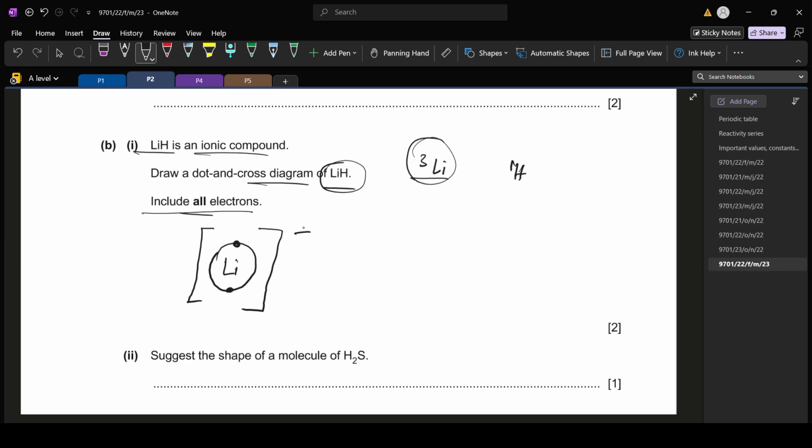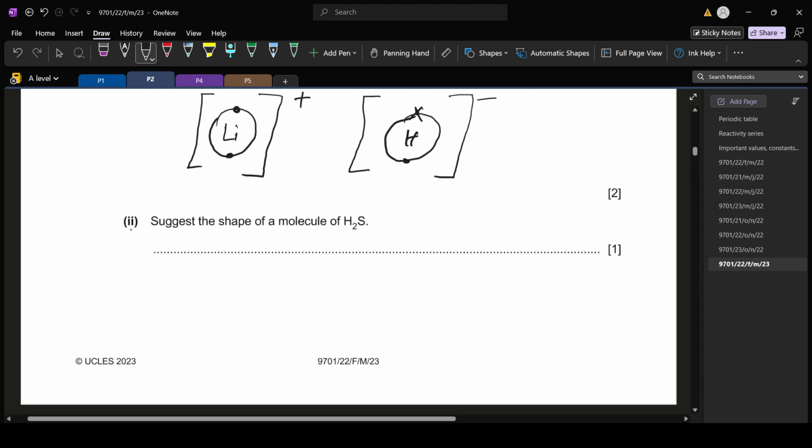So it will have a plus charge. Then hydrogen has only one electron, shown as a cross, and one electron is gained from lithium, so it also completes its octet, and it will have a negative charge. So this is your ionic bonding dot and cross diagram.